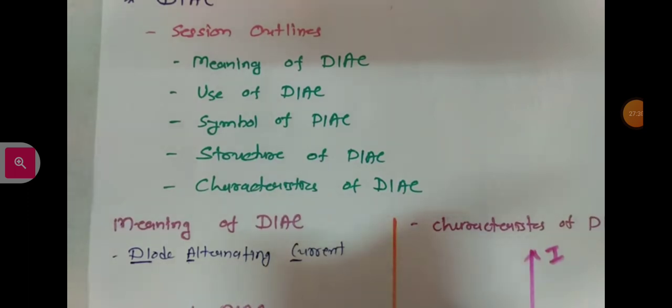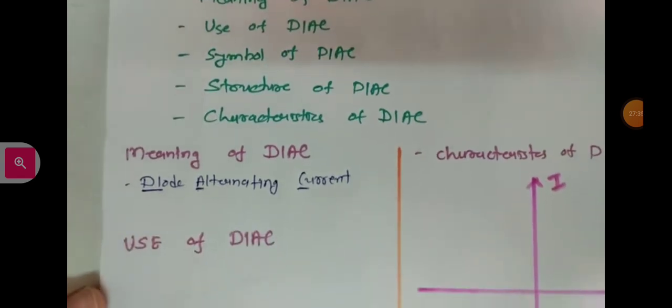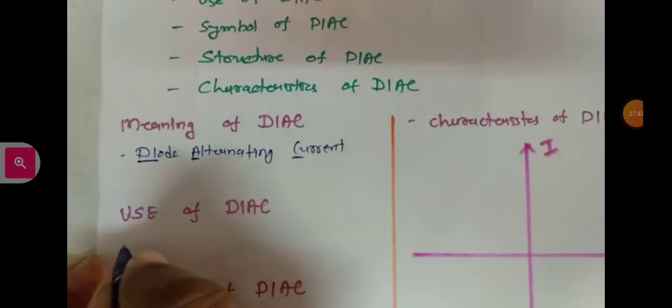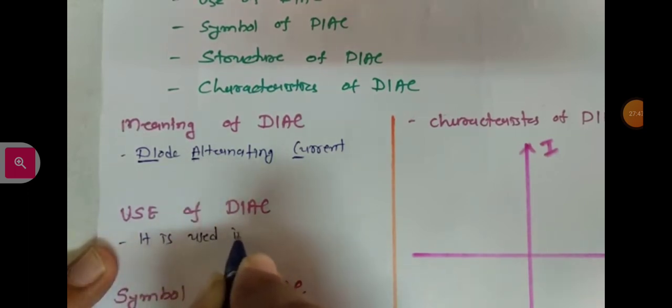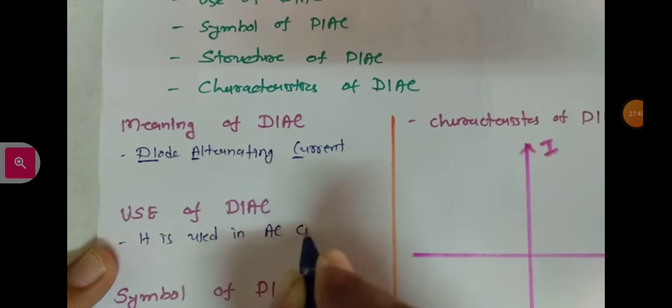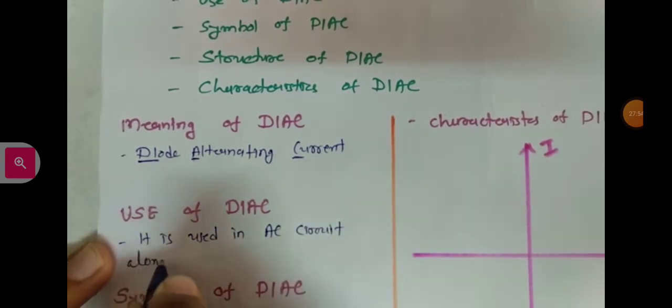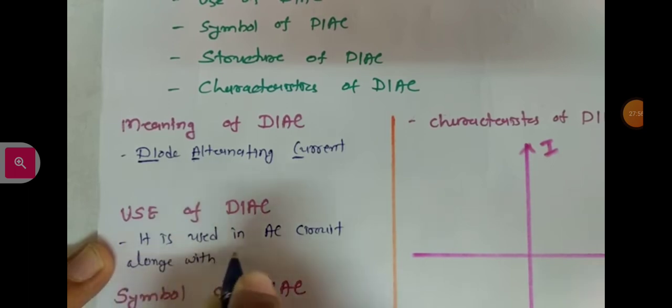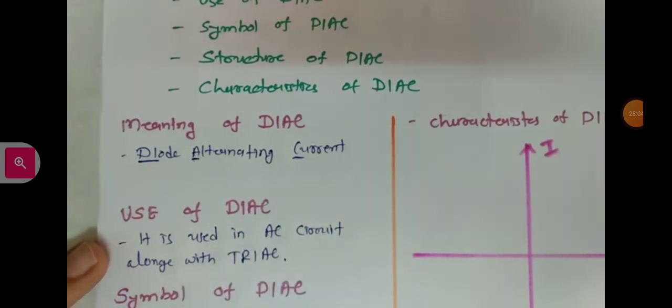Now second is the use of diac. Diac is widely used in AC circuits along with triac. Usually we use diac to trigger triac.